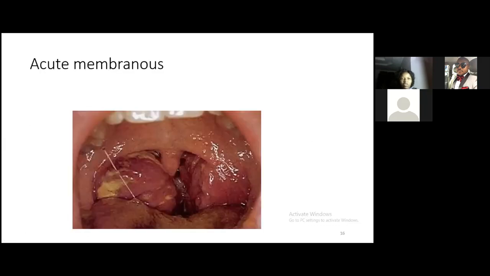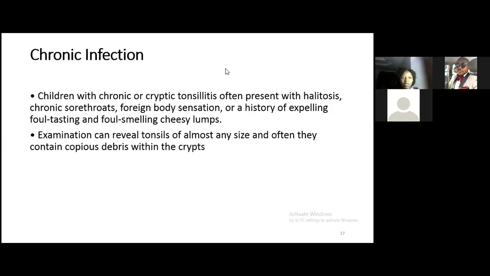For chronic infection, children with chronic infection or cryptic tonsillitis often present with halitosis, chronic sore throats, foreign body sensation, or a history of expelling foul tasting and foul smelling cheesy lumps. When you examine such throats, what you usually see is that the tonsils are almost any size, and they often contain debris and crypts too, almost similar to the membranous presentation I showed earlier.